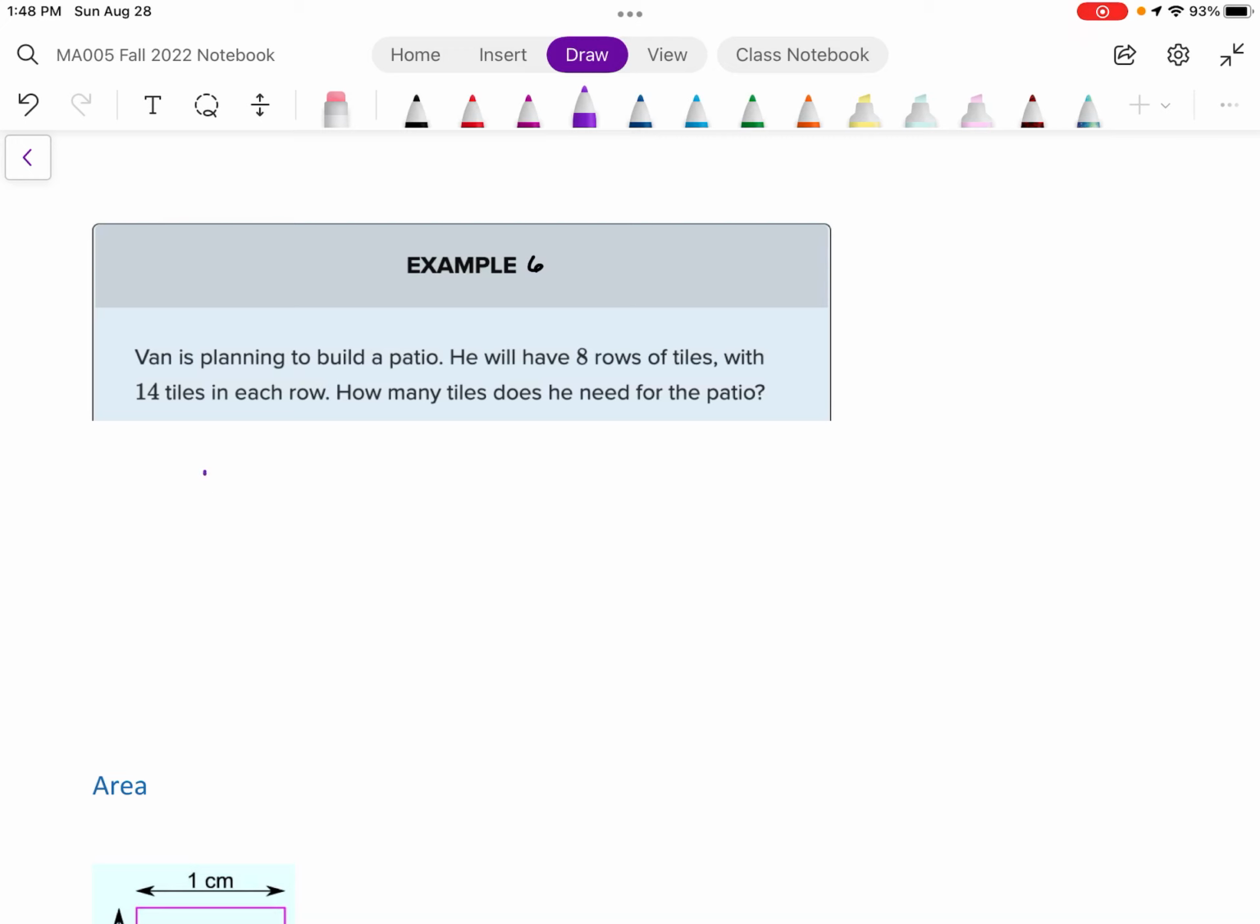All right, so let's see. We've got 8 rows by 14 tiles. So if you need a picture, that's basically what's going on. If you think of rows as going this direction, you can say 8 rows, 14 tiles in each one. So you're going to have 8 times 14, and that is 112 tiles.